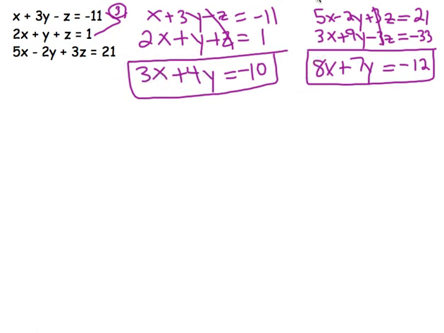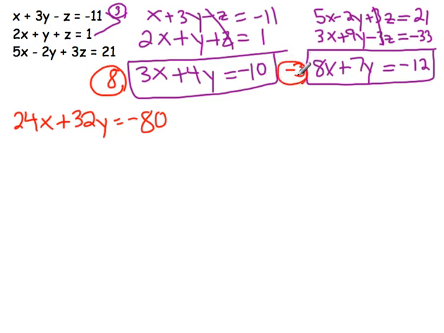So I'm going to take the first one and multiply it by 8, okay? And that'll give me a 24x. So let's start by doing that. 24x plus 32y equals negative 80. Then I need to multiply the second one by negative 3, okay, because we need those x's to also be opposites. So I needed a negative 24x minus 21y equals positive 36. Okay, now I add these together.